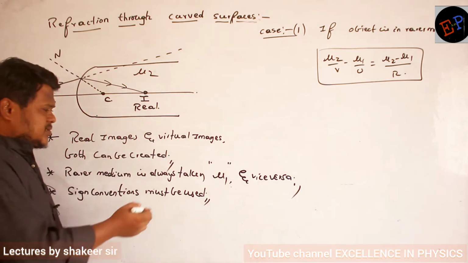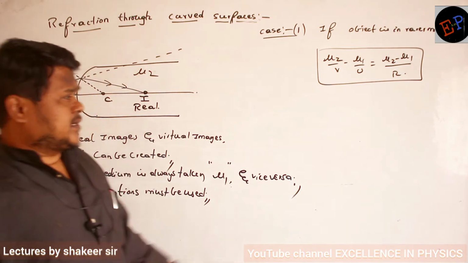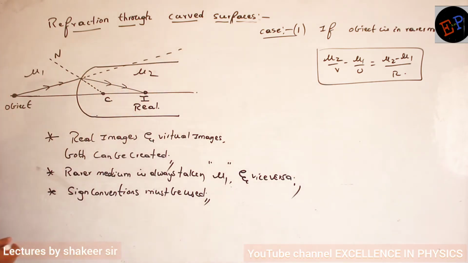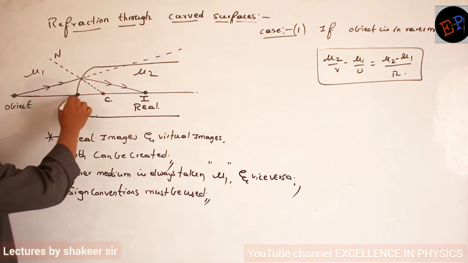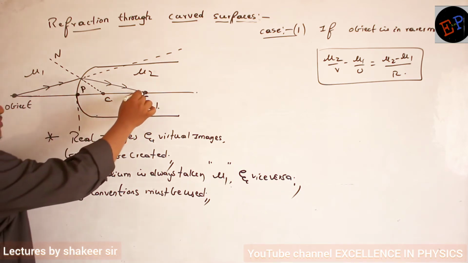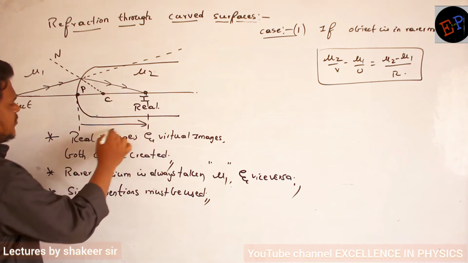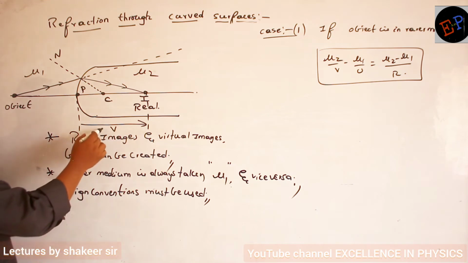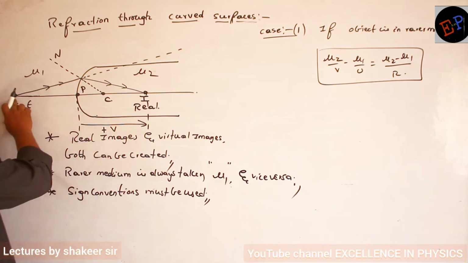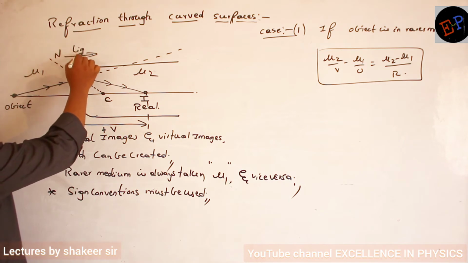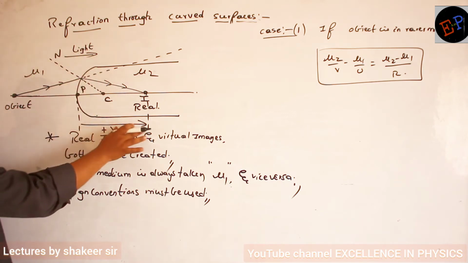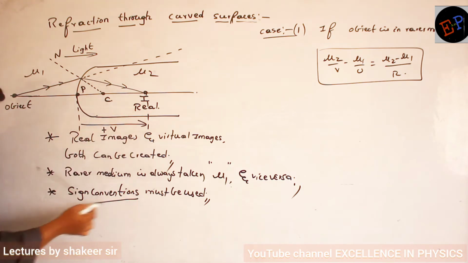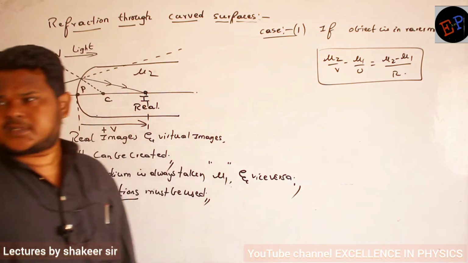And mu2 is the refractive index of denser medium only. And what is v? V is the image distance. Image distance from where you have to measure? You have to measure from pole itself. This is the pole of this refracting surface. So this distance we can call it as v. Now in this condition, is it a plus v or minus v? Plus v. Why plus v? Because from the object, light is traveling in this direction, and we are also traveling in the same direction. So image distance is positive. Sign conventions must be used. You have to use sign conventions in this condition also.